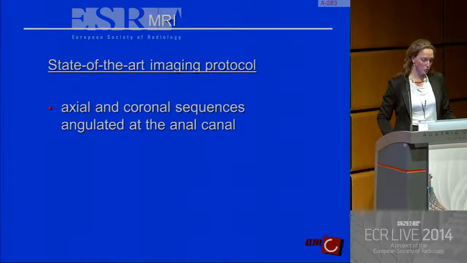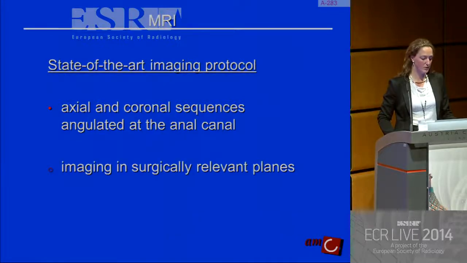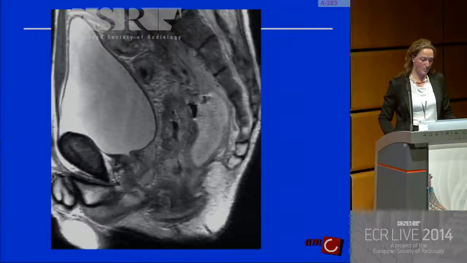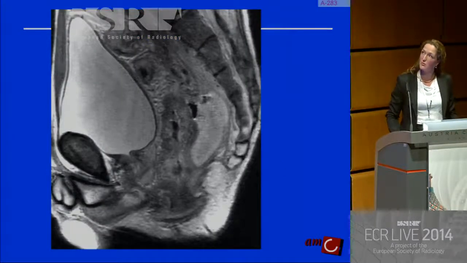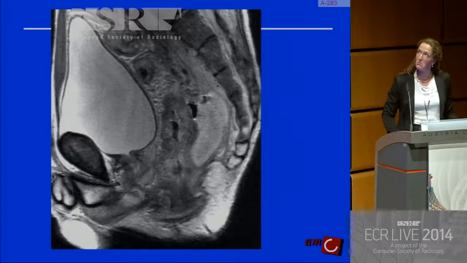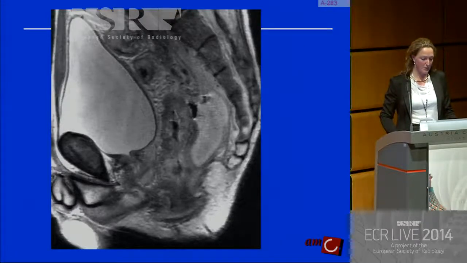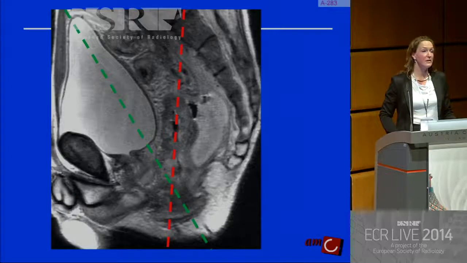What you should do is angulate your axial and your coronal sequences at the anal canal. And it's done because you need to image in surgically relevant planes. This is an older image, so the resolution is not so high, but it's just to show you, do not angulate like this, so at the rectum, or just go straight down. Angulate at the anal canal.